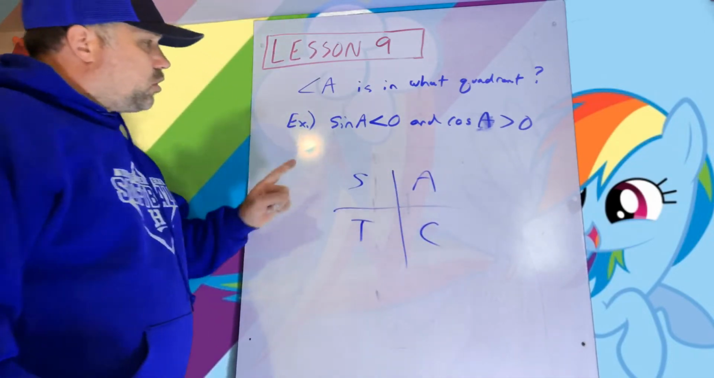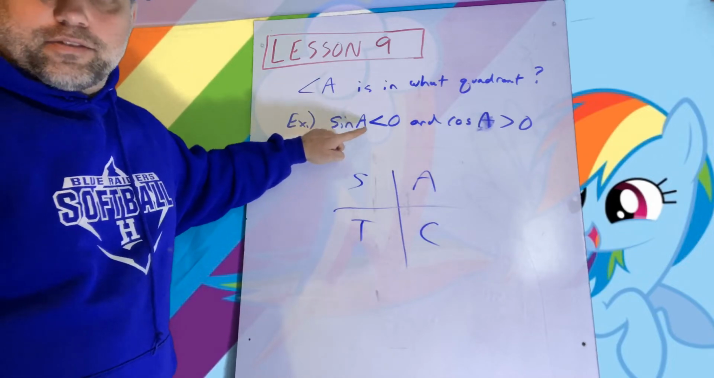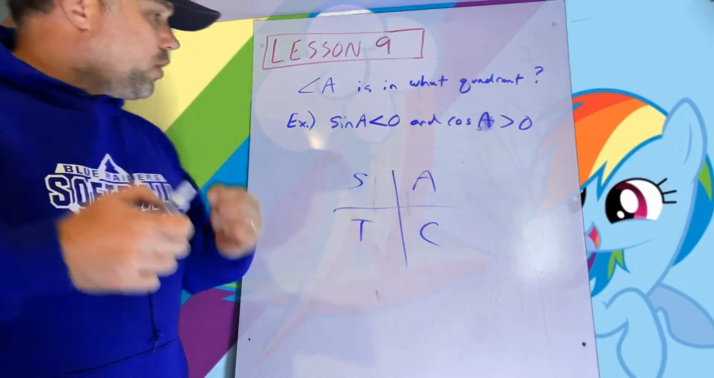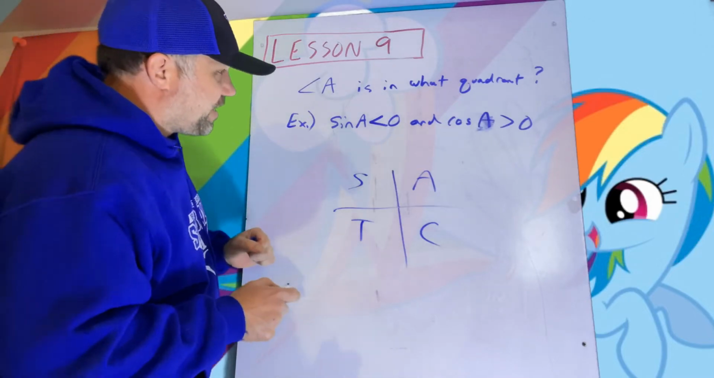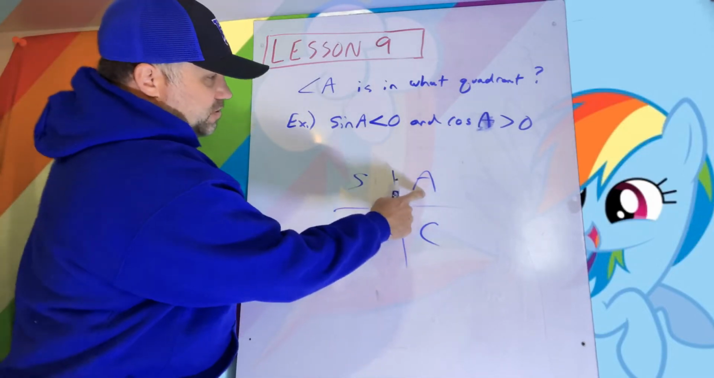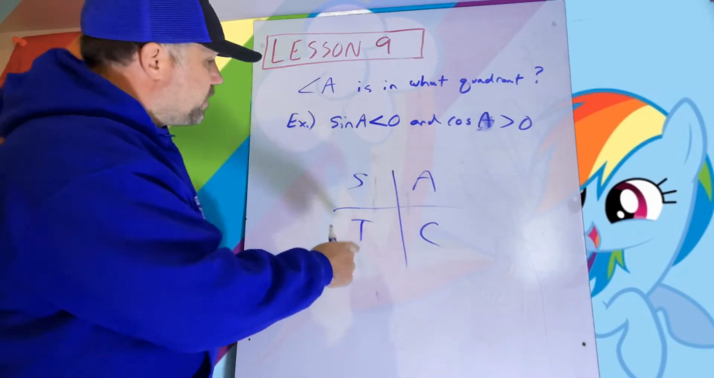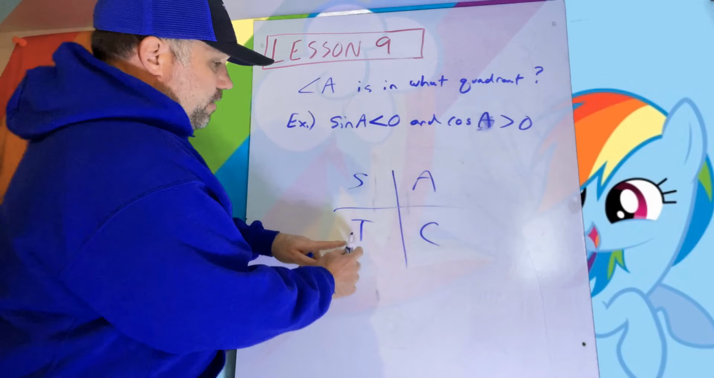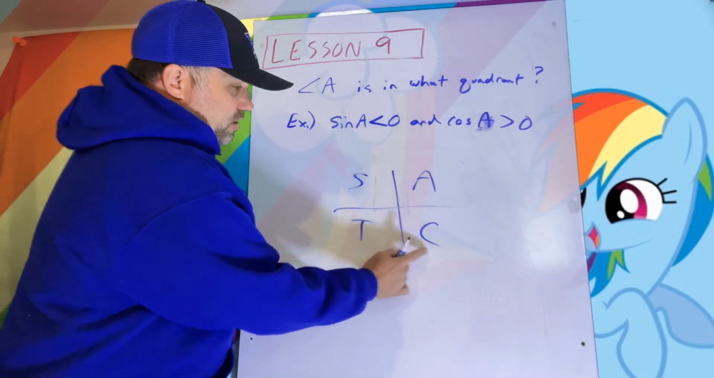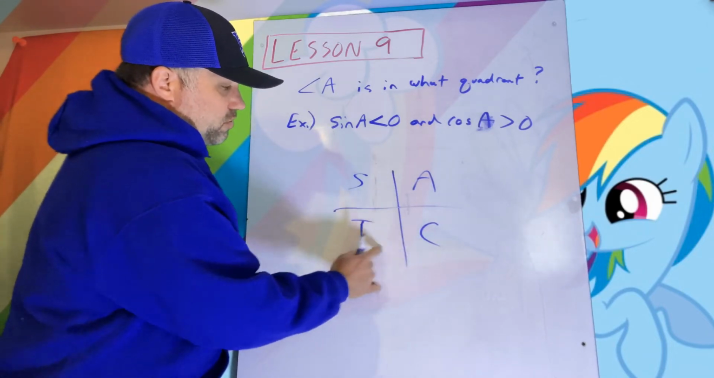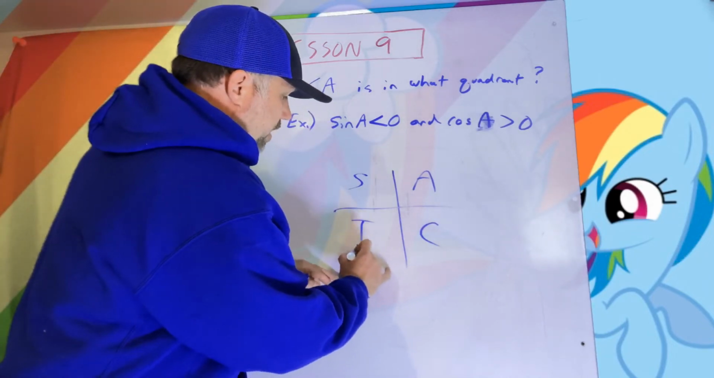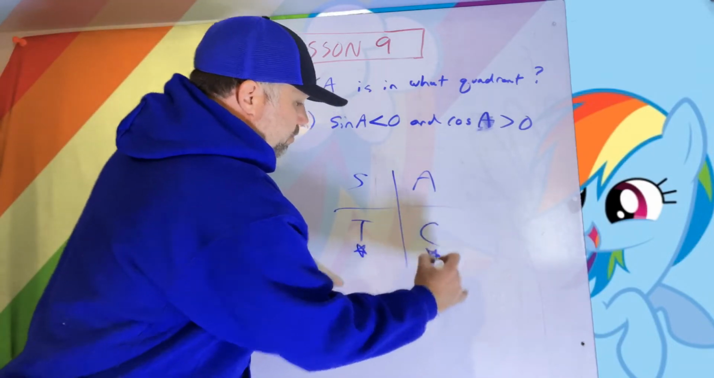ASTC. So what does this mean right here, that the sine of angle A is smaller than 0? That means your sine value is negative. Where are the quadrants where sine is negative? Well, the A tells us they're all positive, so it's not that one. The S tells us that sine is positive in that quadrant, so it's not that one. The T and the C tell us where tangent and cosine are positive. That means the other ones are all negative in that quadrant. So we have 2 potential answers here. It could possibly be here, and it could possibly be here.